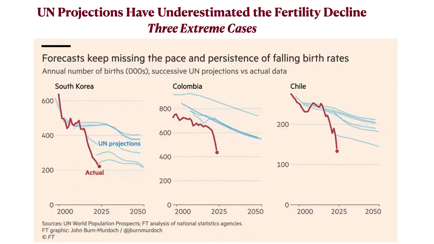And in fact, UN projections have been underestimating the fertility decline. I have this Financial Times graphic here showing three extreme cases. This is not total fertility rate, but rather birth rate, the number of births per 1,000 population. You have the actual number in red and then various UN projections. And UN projections have just completely missed this plummeting of birth rates in South Korea and in Colombia and Chile. A number of Latin American countries are not too far behind South Korea in this birth decline.